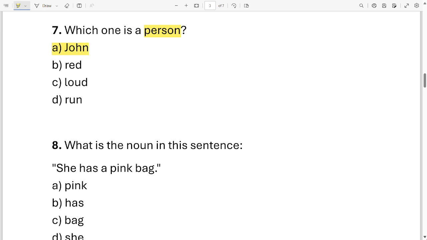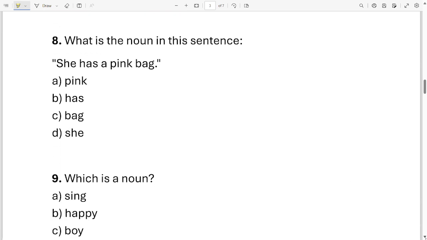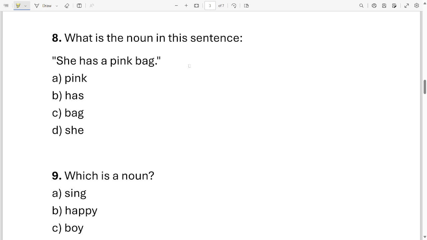Okay? Question number 8. What is the noun in this sentence? This is the sentence. You have to identify the noun in the sentence. She has a pink bag. Now, what is the noun in the sentence? Is it pink? Is it has? Is it bag? Or is it she? Identify the noun in the sentence. Which one is it? It is option C, bag.